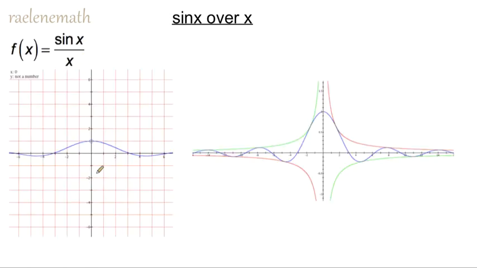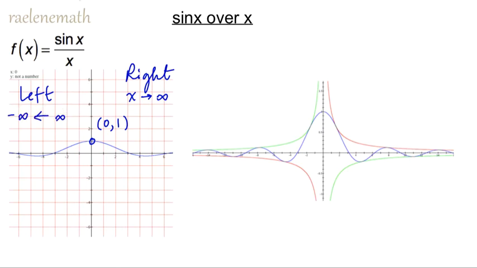Sine x over x we recognize as this function with a hole of the graph at 0, 1. But we're not interested in zooming in at x equal to 0. We're interested in zooming out, specifically on the right side as x approaches positive infinity, or on the left side as x approaches negative infinity.